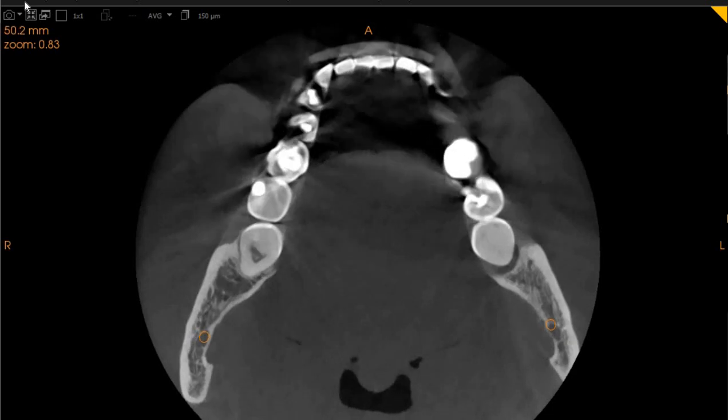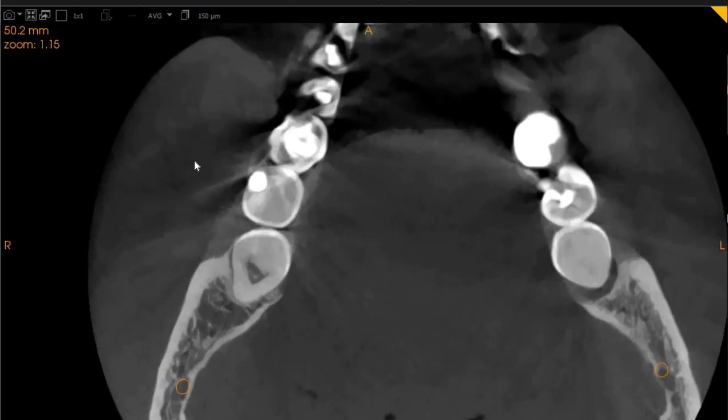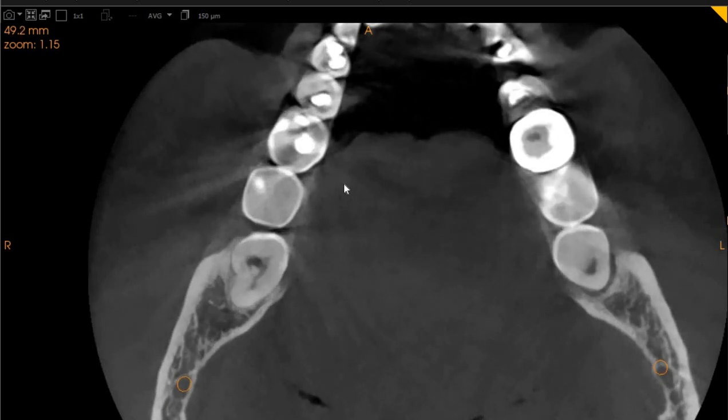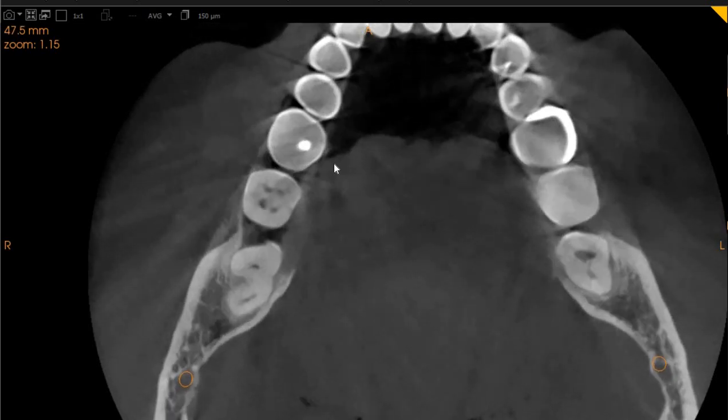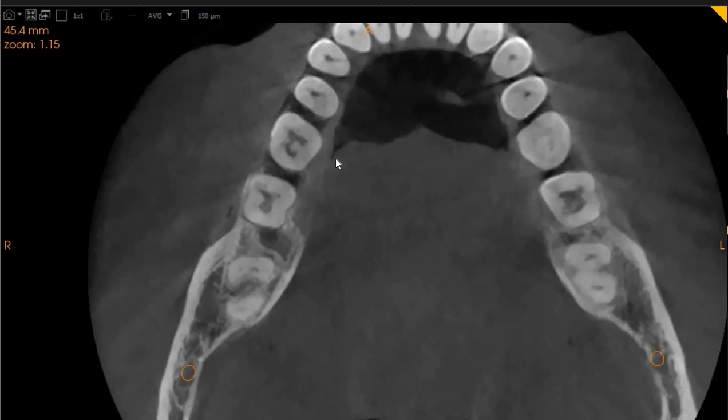So this is the lower right-hand side. I'm going to zoom in because this is the lower area of interest. Now as we're moving down, you can see that there are restorations present, but none of the restorations are involving the pulpal chamber. We don't see any cracks or radiolucencies.